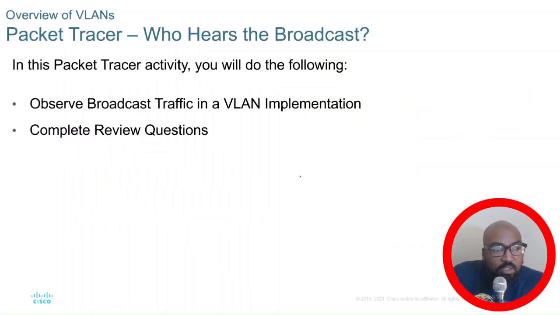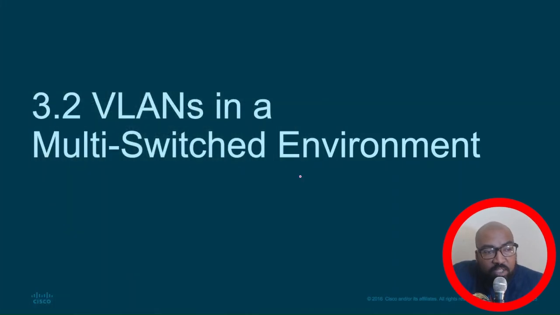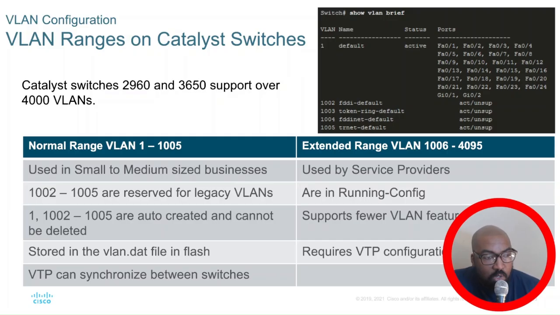All right, so we already did that, the Packet Tracer. So, VLANs in a multi-switched environment. Normal VLAN ranges are from 1 to 1,005, excuse me. Used for small and medium network business sizes. You don't need all the big ones in the small ones. But extended ranges usually are a little bit bigger, used for big service providers like your Spectrums, your Verizons, things of that nature.